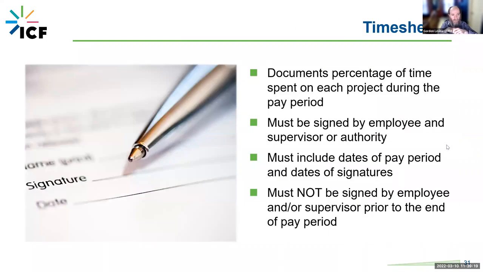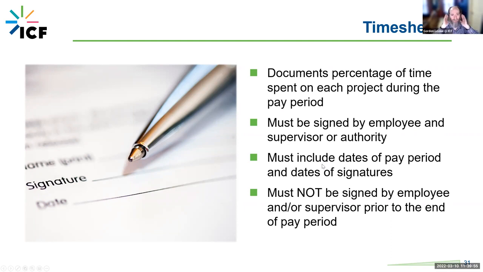As far as timesheets, we're looking for something that documents the percentage of time spent on each project during the pay period. It could be by percentage, more likely it's by hour or by portion of hour, and that's kind of translating into percentage. Timesheets need to be signed by the employee and by somebody with supervisory authority or who can sign off. So that would be employee plus supervisor, or employee plus relevant payroll person, or employee plus executive director, someone in their chain of supervisory authority. It needs to include the dates of the pay period and the dates of the signature, so signed and dated.